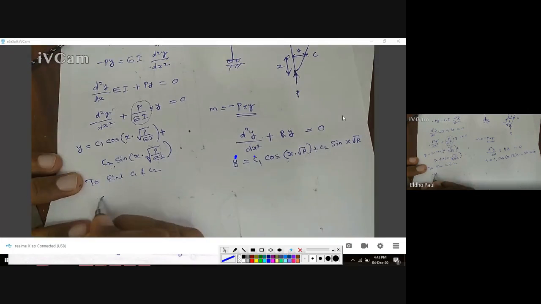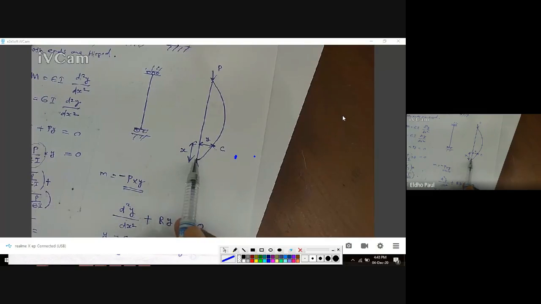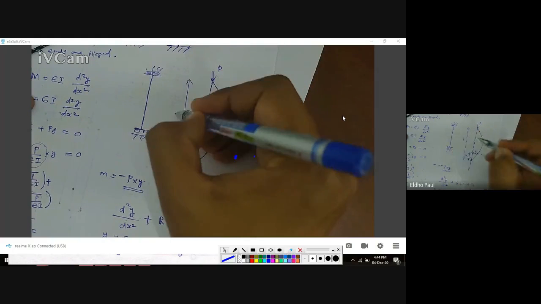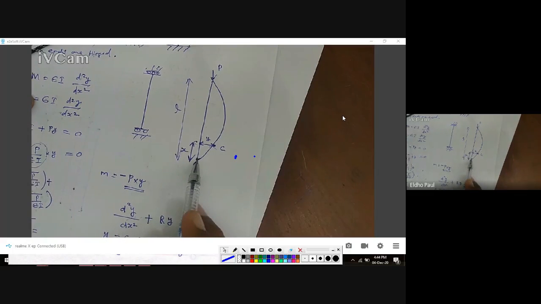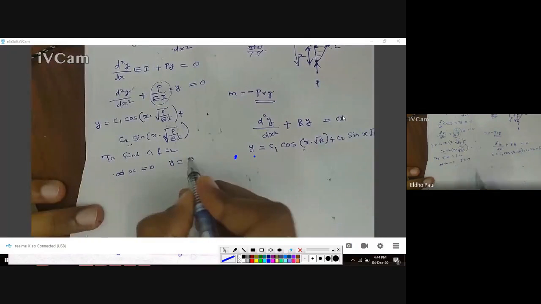At x equal to 0, what is the value of y? That is the first end condition. This is x, the distance from this end point to a particular point. When x equal to 0, what is the point? This is the point. Then what is the value of y? This deflection is equal to 0. So we can write at x equal to 0, y equal to 0.